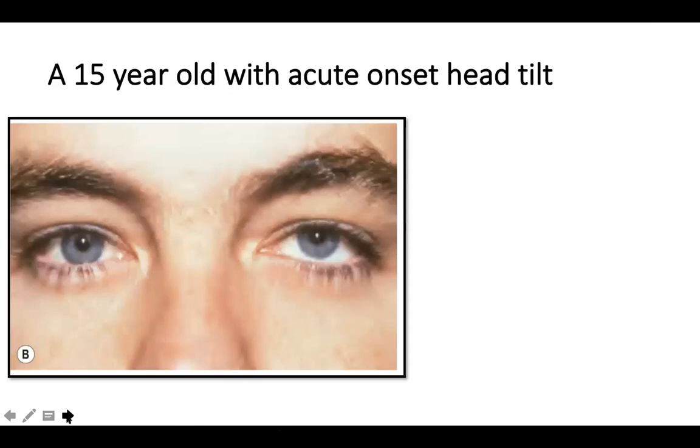Okay. So this is another example of a 15-year-old with an acute onset head tilt towards the right, okay. So he's having an acute head tilt towards the right, and he's having double vision, okay, which is more prominent on seeing down. And as you can see in this eye, on primary gaze, he's having his left eye slightly in the uppish position, or slightly in the hypertropic position, okay. So can you guess where could be his lesion?